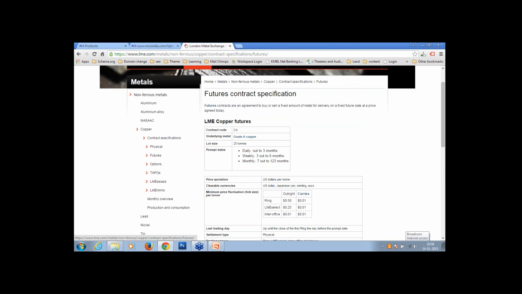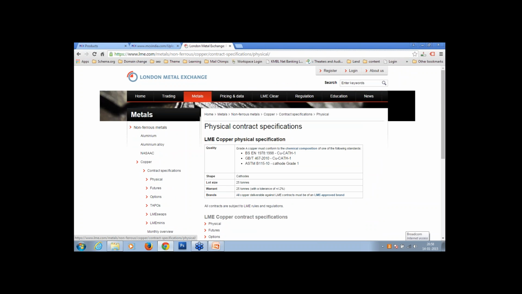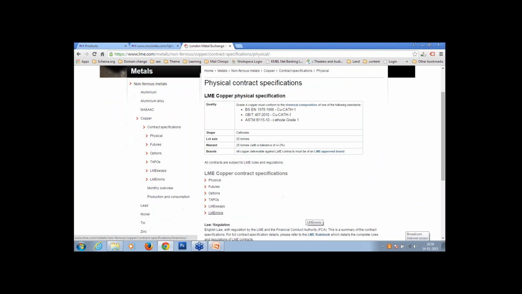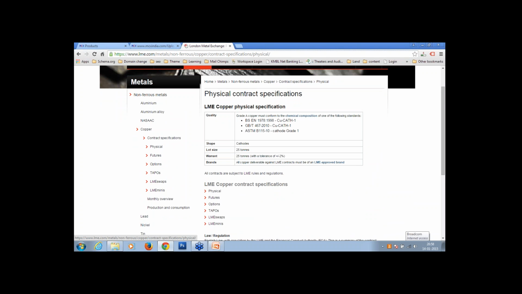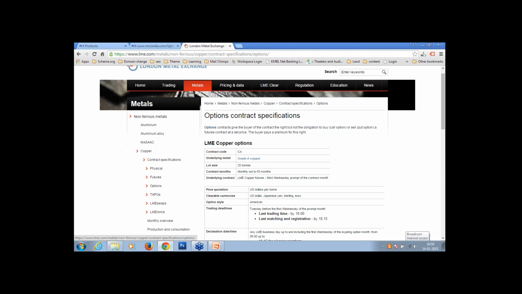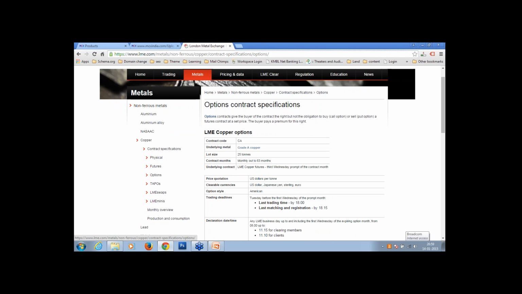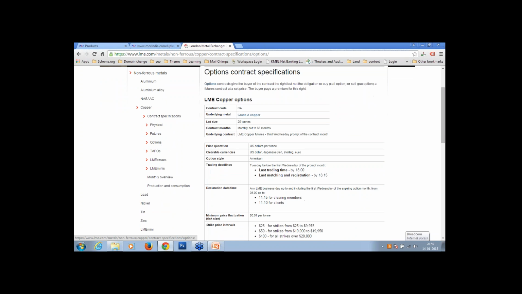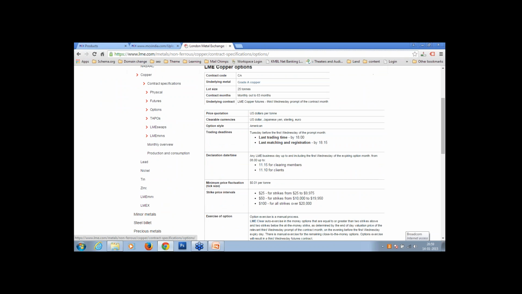So if you want to read more, you can just scroll through the site, and then we have physical contract specifications. Now, in what shape do they give? They give you in cathode shape when you are, let's say, taking delivery of the copper contract. Then in options, we have again the lot size 25, and contract months are monthly and out to 63 months. So you have an option contract to buy till 63 months on LME. Great.